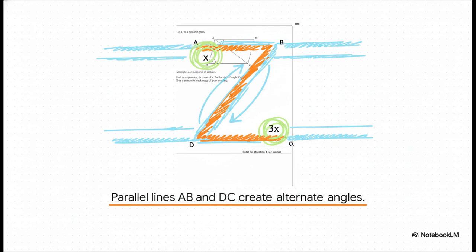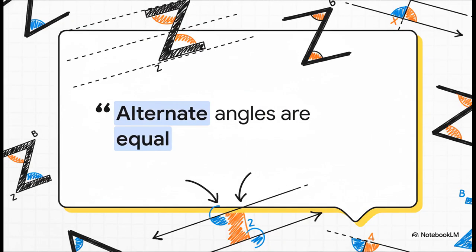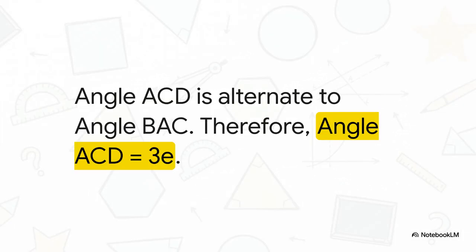Now let's actually use those parallel lines. If you look at the diagram, can you spot the Z shape? It's formed by the parallel lines AB and DC, with the diagonal AC cutting through them. This Z creates a special relationship called alternate angles. And here is our first crucial geometric rule, the one you literally need to write down for the examiner, word for word. Alternate angles are equal. So if we apply that rule to our diagram, we can see that angle ACD is alternate to angle BAC. And since we know angle BAC is 3E, we've just found another angle. Angle ACD must also be 3E. That's our first calculated step.